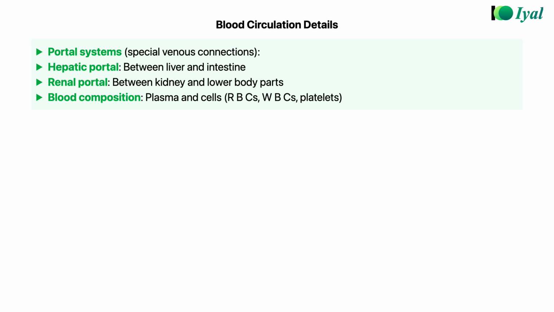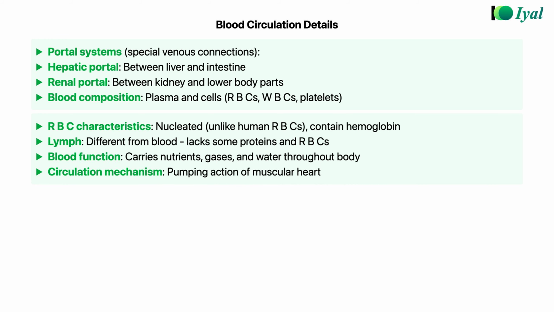Blood itself is made of two main parts, the liquid plasma and the cells floating in it. The cells include RBCs, or red blood cells, WBCs, or white blood cells, and platelets. Here's something interesting about frog red blood cells. Unlike human RBCs, they have a nucleus. They still contain hemoglobin, though, which is that red pigment that carries oxygen. The lymphatic system contains lymph, which is similar to blood but lacks some proteins and doesn't have any RBCs.